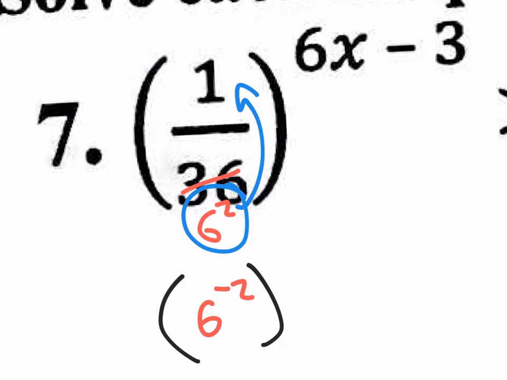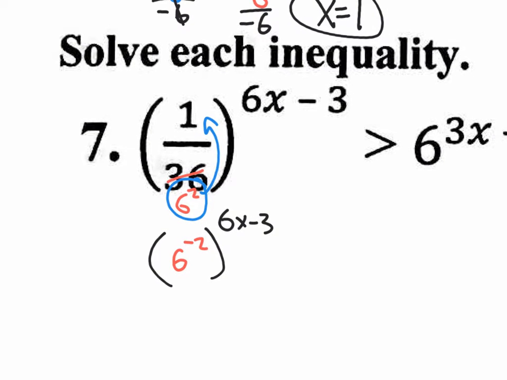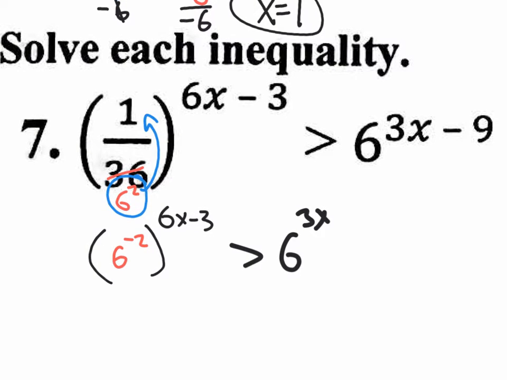Now we still have the outside exponent of 6x minus 3. And we still have the other part of this inequality. It's not an equation this time, it's an inequality. Is greater than, and over here on the right side we have 6 to the power of 3x. What's the rest of that thing? Minus 9.